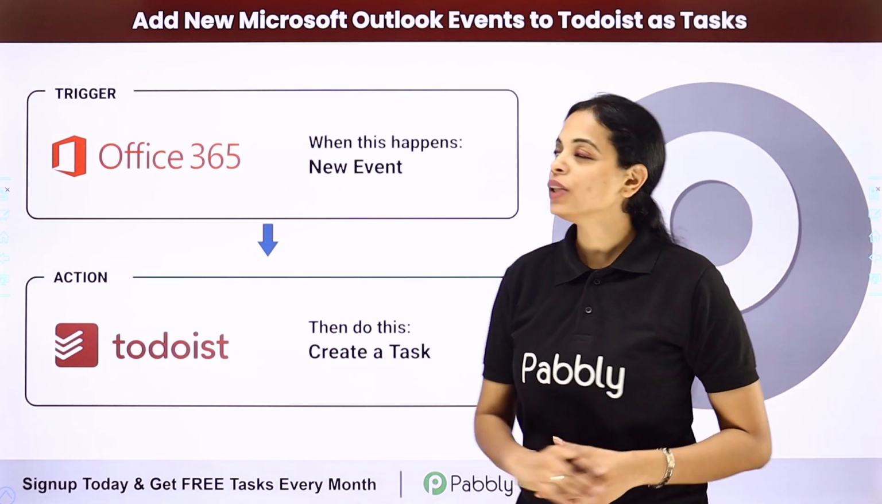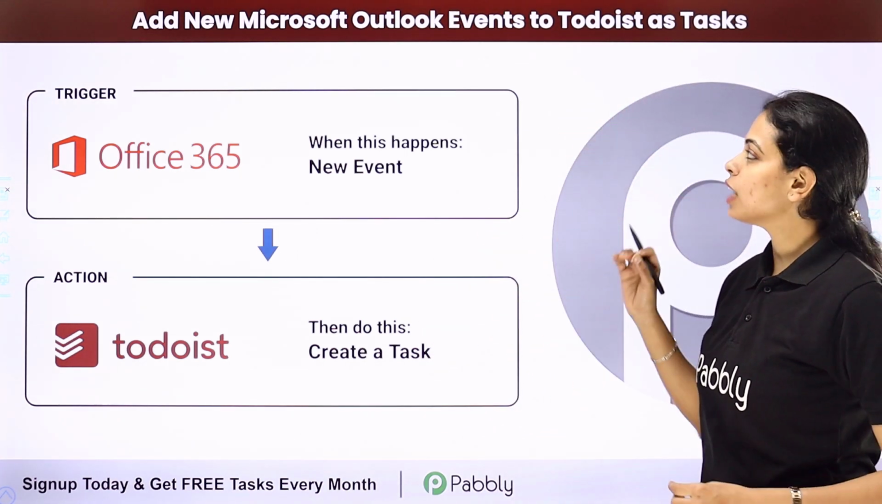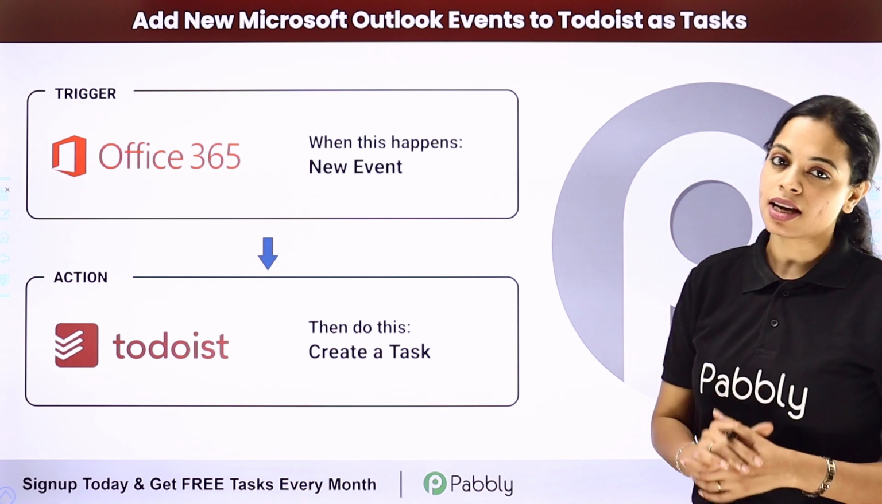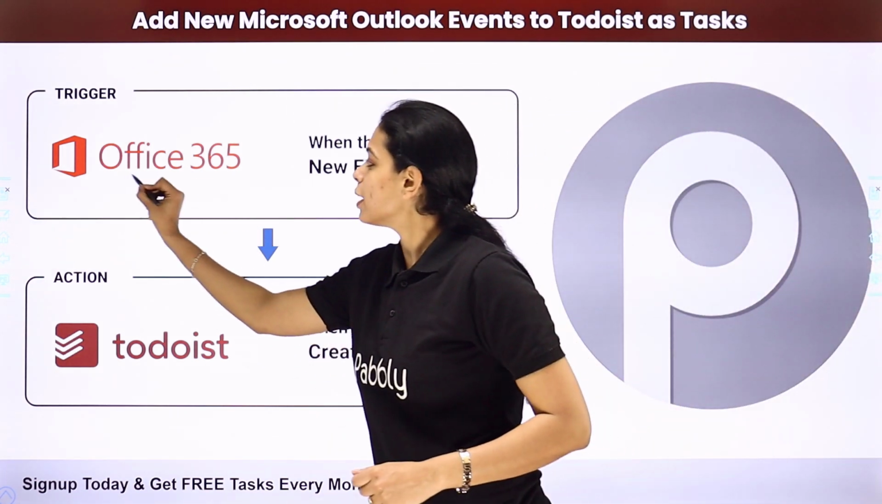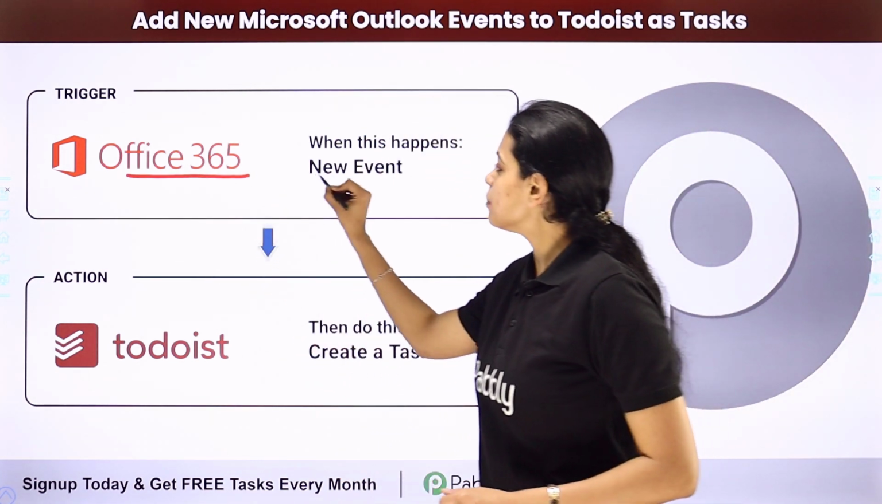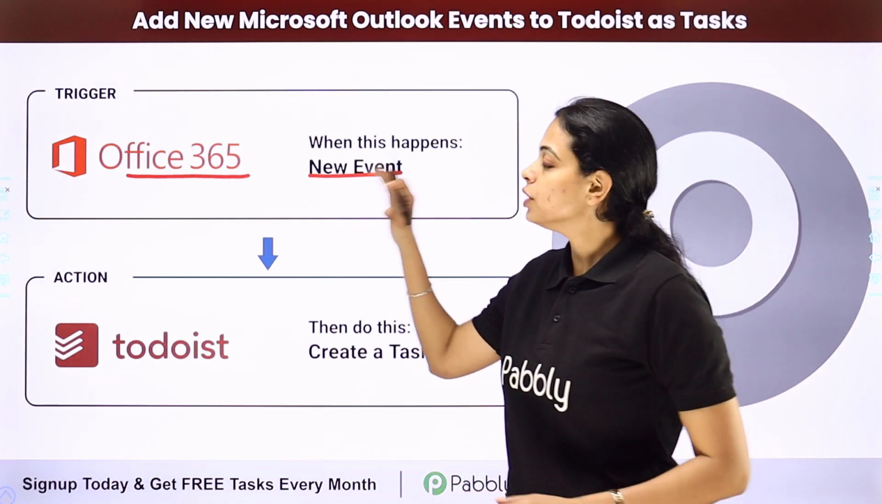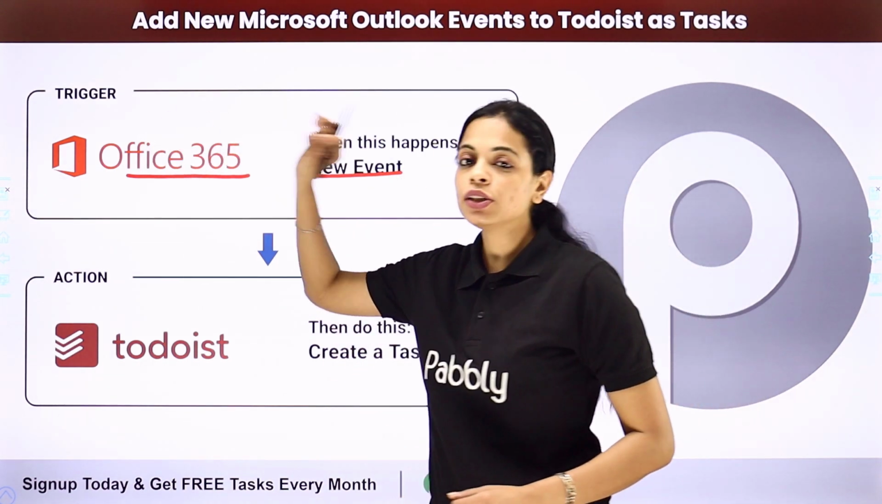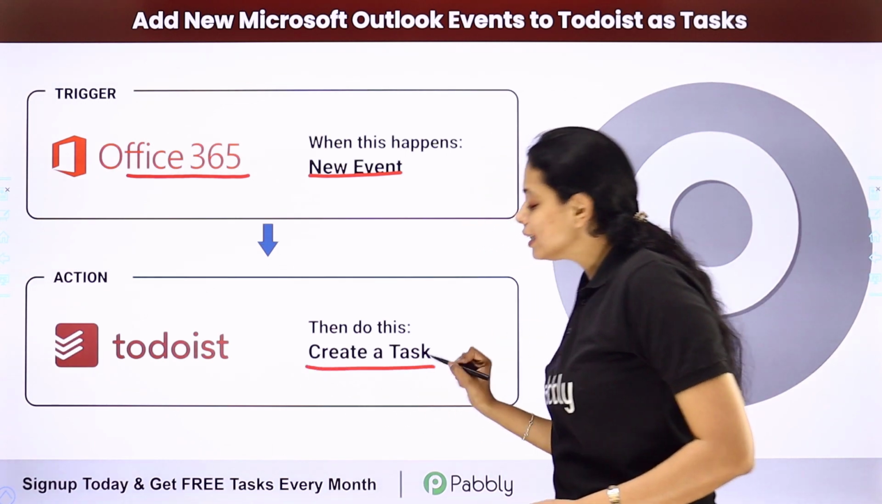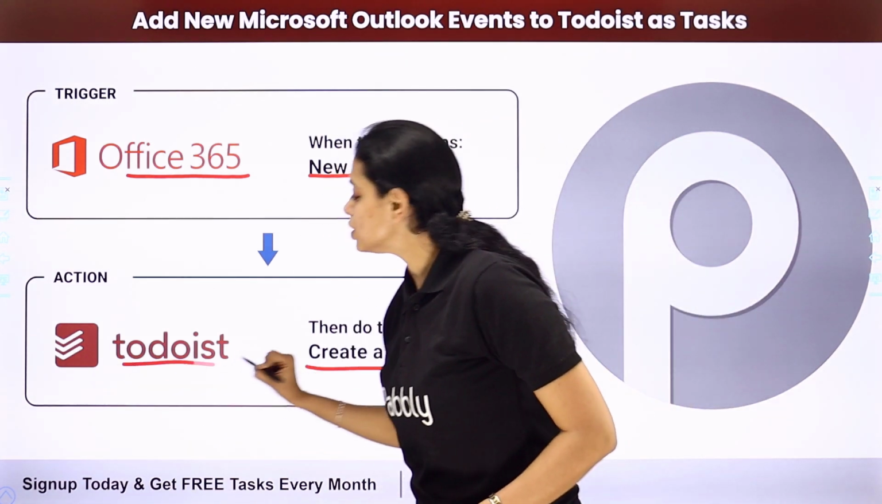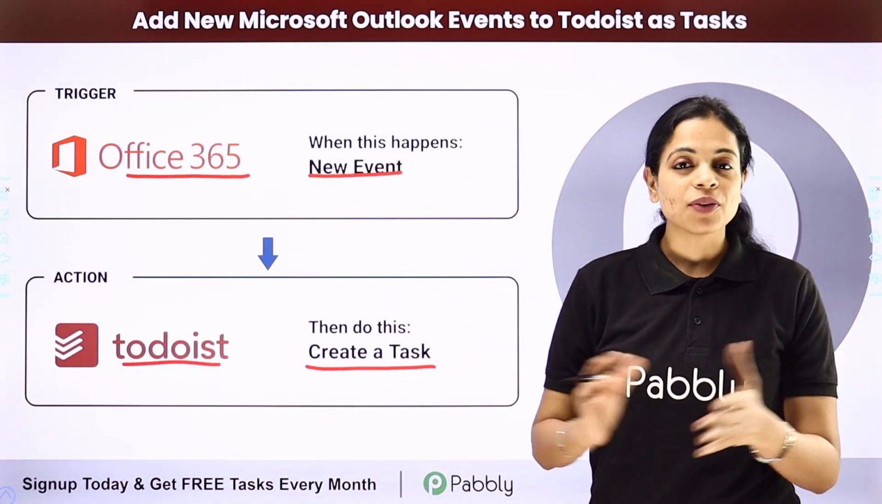In this video, we are going to see how to add new Microsoft Outlook events to Todoist as tasks. So let's say that you're using Microsoft Outlook here, and every time a new calendar event is created here, you want it to be created as a task in Todoist, which is a task management software. Now, how can that be done?